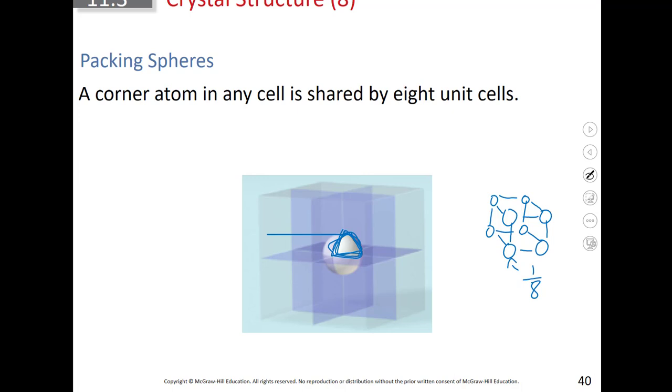So if I'm trying to figure out the mass, this is what we're trying to build into. We're trying to figure out what the mass is inside of any given unit cell. It's only going to get 1/8 of the mass of any of those corner atoms, because each atom is being shared between 8 different unit cells. So that's for a corner atom.